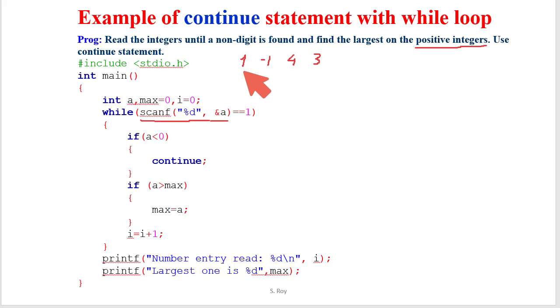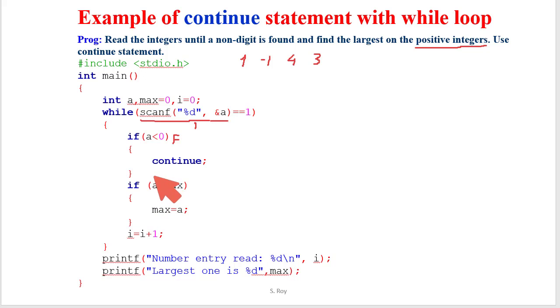Say the first value we are entering is 1. This 1 will be successfully read, so this scanf will provide a true signal, which is 1. So the test expression inside the while loop will be logic 1, and the execution enters the while block. Now a is equal to 1. So 1 less than 0 will provide false. This continue statement will not be executed. It will come to the next if instruction.